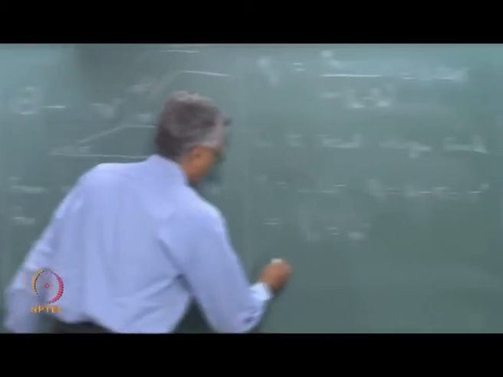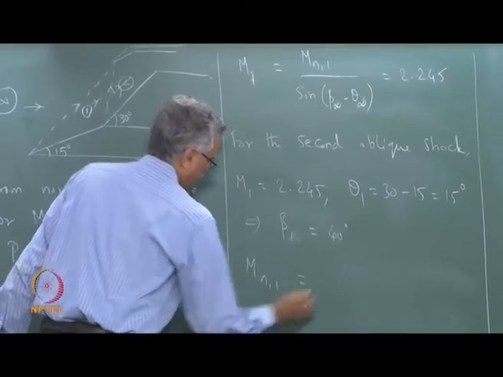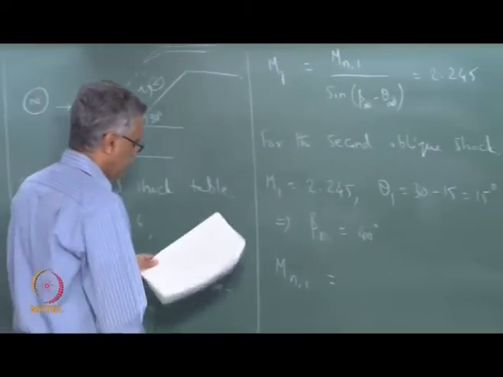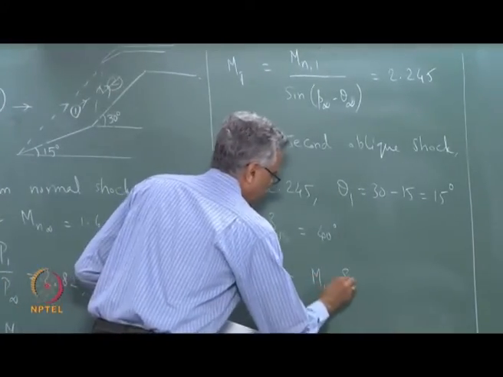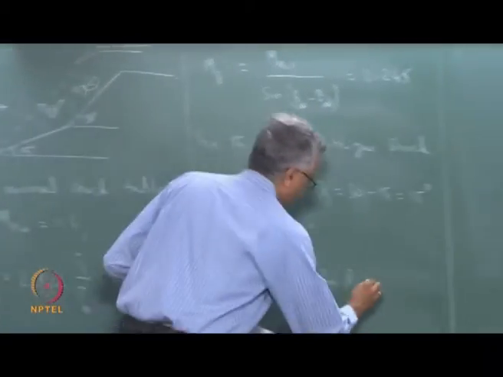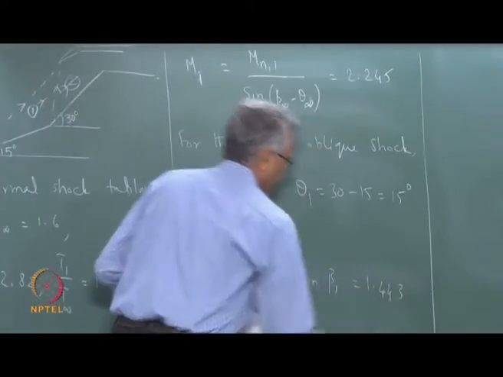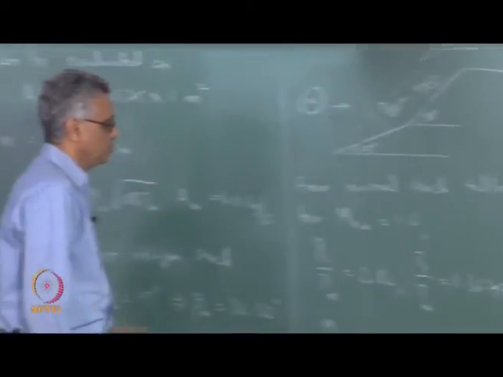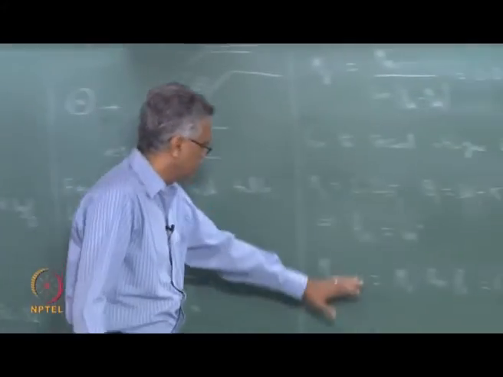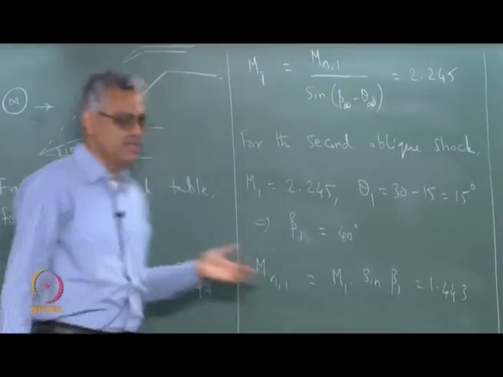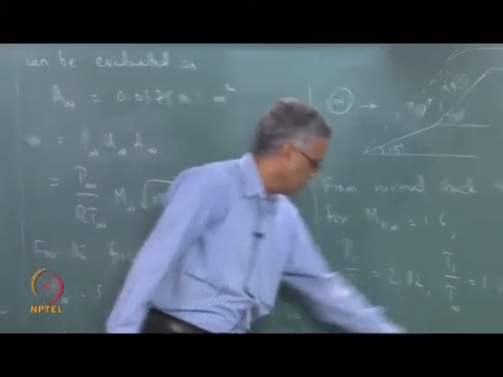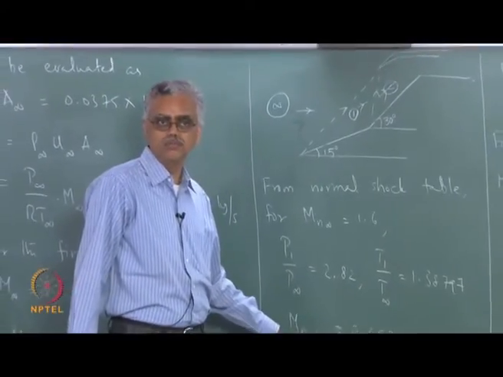Now Mn1 for the second oblique shock wave. For the second oblique shock wave, Mn1 is equal to M1 times sine beta 1, and so this comes out to be 1.443. So when you do these calculations on your own, you must be very careful about the notation. Remember, Mn1 for the second shock wave is this, whereas Mn1 from the previous one was calculated from the normal shock table. The two are not the same.